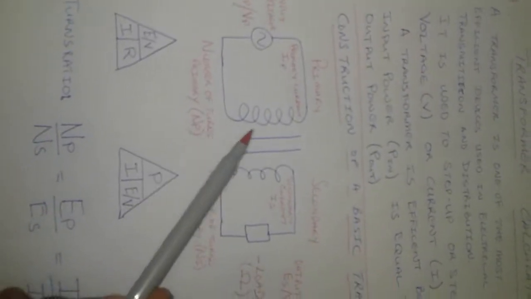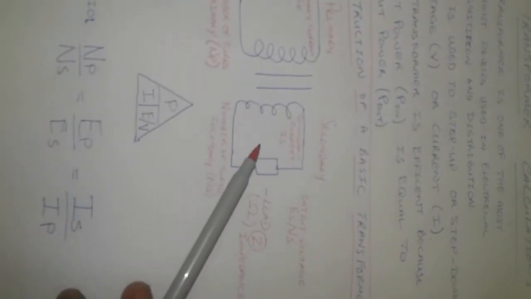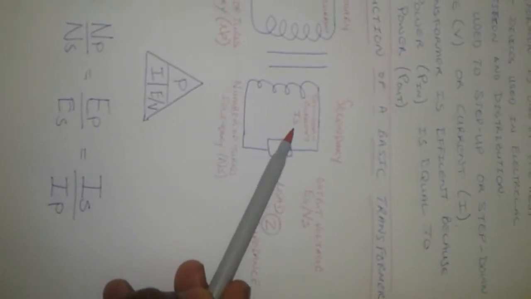Number of turns on the primary is designated by NP. This is a laminated steel core that is used to separate the two coils in a transformer. The secondary circuit, much like the primary circuit, has secondary current designated by IS, and number of turns on the secondary, NS. The load is designated in ohms, which stands for impedance, and impedance is the resistance of a transformer circuit. Then you have output voltage, which is given as ES or VS.